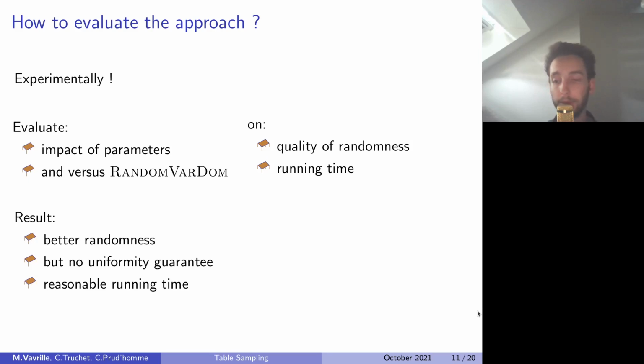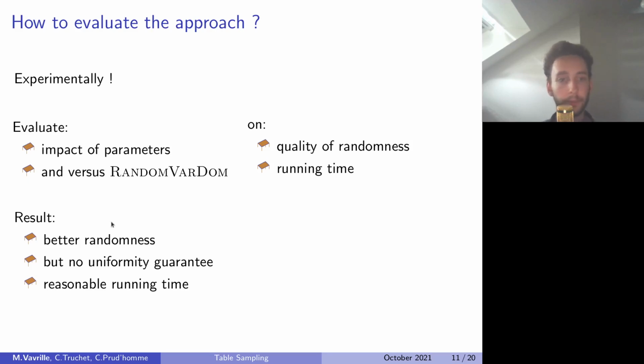So now, how to evaluate the approach? We have randomness in our approach, and that's very hard to evaluate, so we do it experimentally. So we need to evaluate the impact of the parameters of my approach, and we have to evaluate versus random Vardom. And what will we evaluate on?